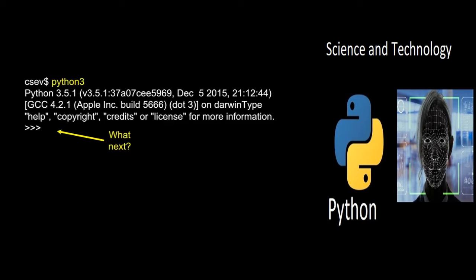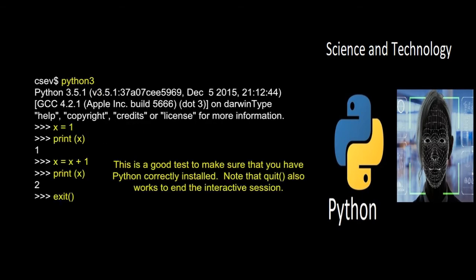Now you'll notice when you run the Python interpreter, the three chevron prompt, Python is asking you what next, right? It's saying, I want to talk to you, I want you to tell me some Python to do. If you know the Python language, you know what to say right here. You can say, x equals 1, which really means go find a little piece of memory, label it x, and stick 1 in it.